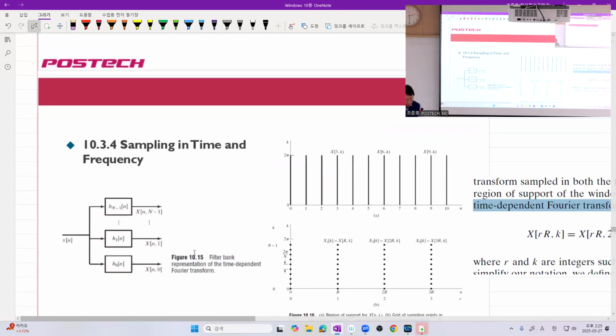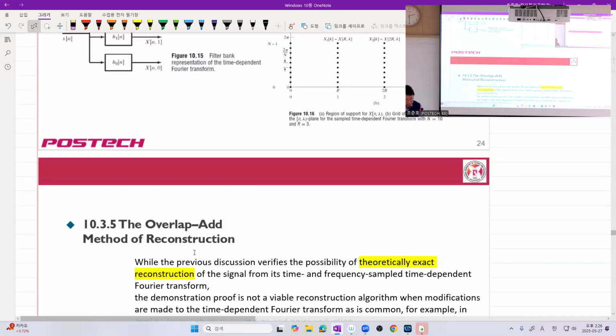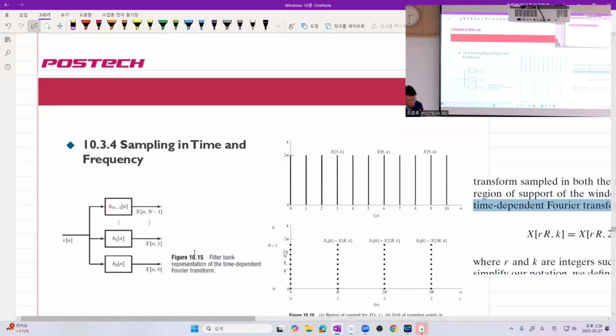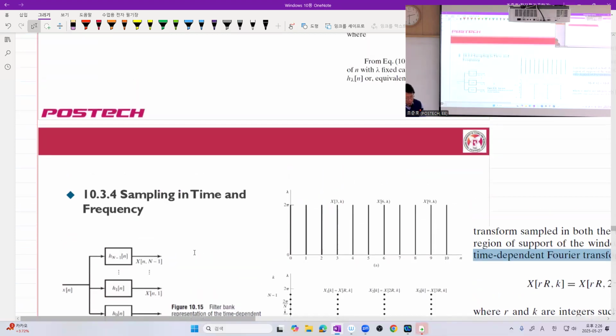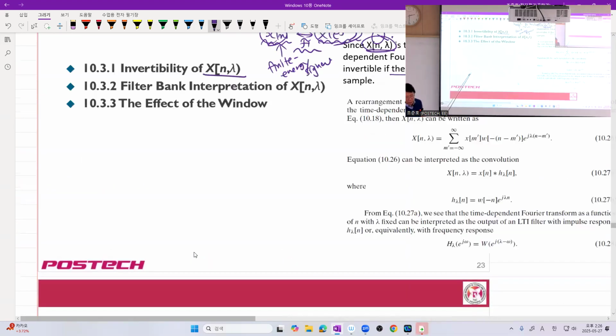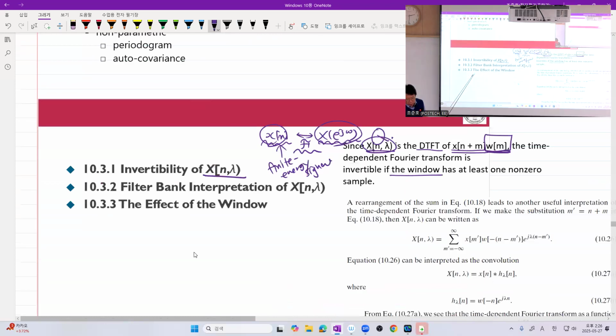So here come two ideas. Suppose, from 0 to 2 pi, this is lambda, and you choose N points only. Let's see this one again.